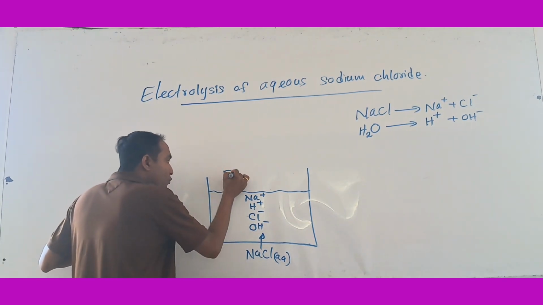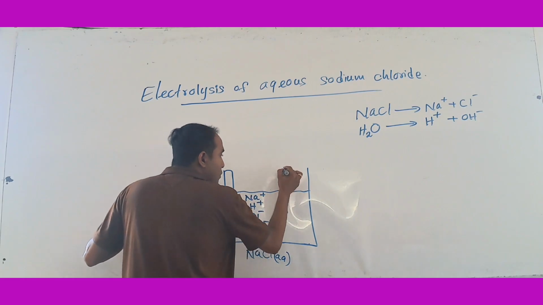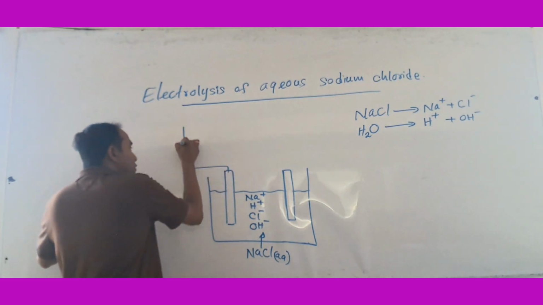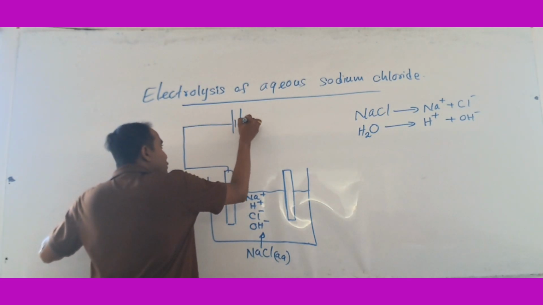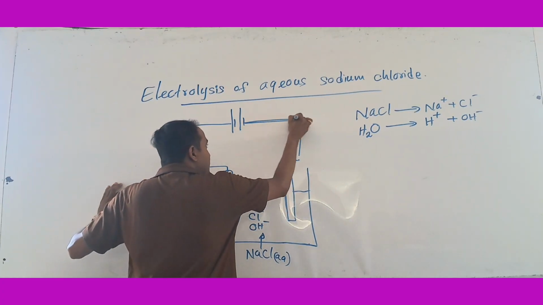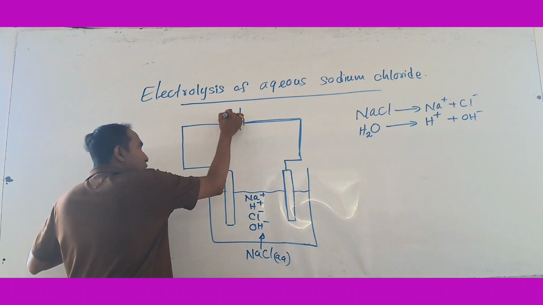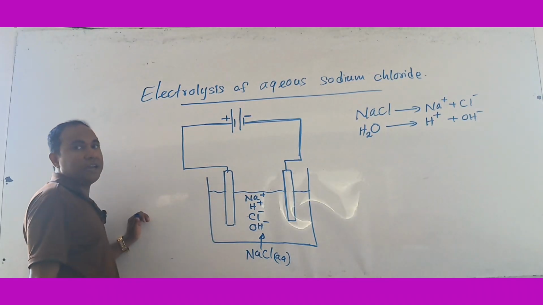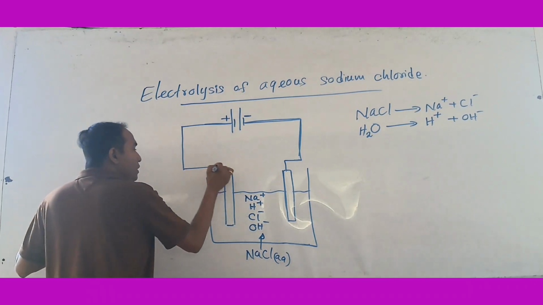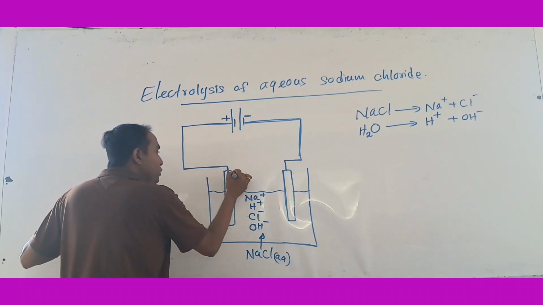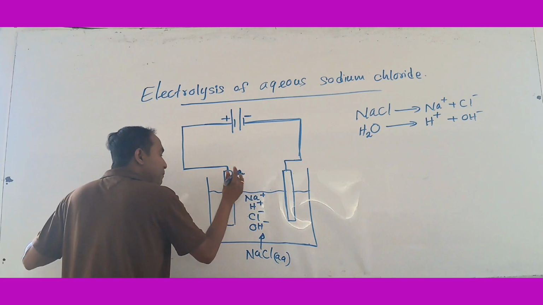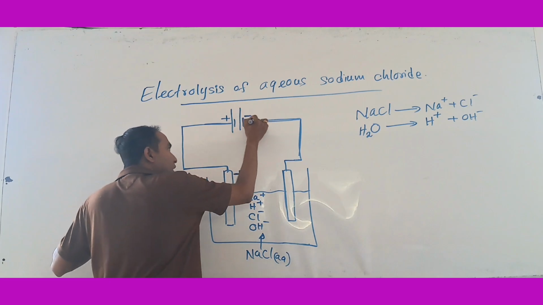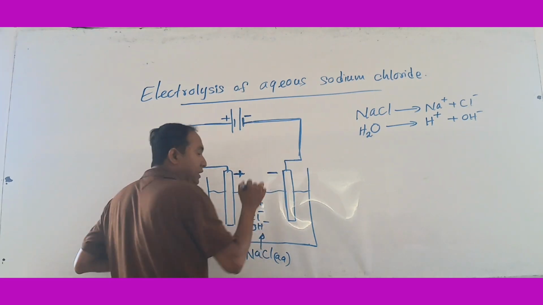Then we can use two carbon or platinum electrodes to supply the electricity for this solution. For this we can use an external electricity supply like that. This is the positive terminal and this is the negative terminal of the external electricity supply. The electrode connected to the positive terminal is the positive electrode. The electrode connected to the negative terminal is the negative electrode.